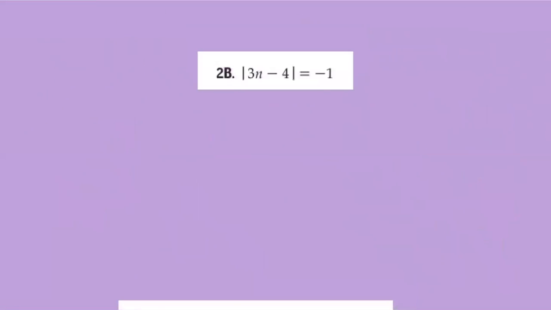All right, let's look at another one. For this problem, I want you to just look at it and think about it. This is saying that if you take the absolute value of whatever 3n minus 4 is, you get negative 1. Think about that. If you take the absolute value of something, what happens to the value inside the brackets? If it's positive, it remains positive, and if it's negative, it becomes positive. So we have a situation where there's no solution, because distance is never negative.